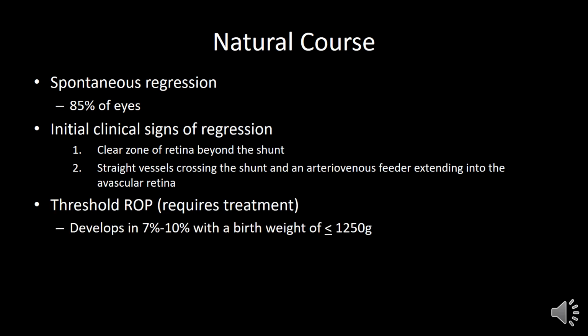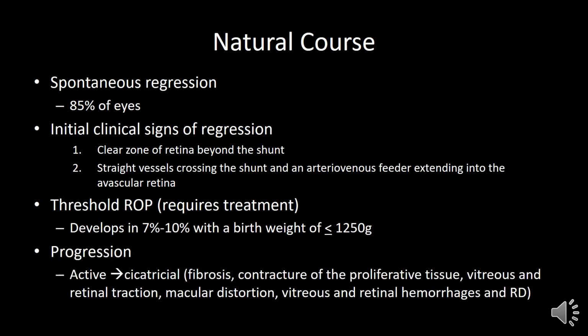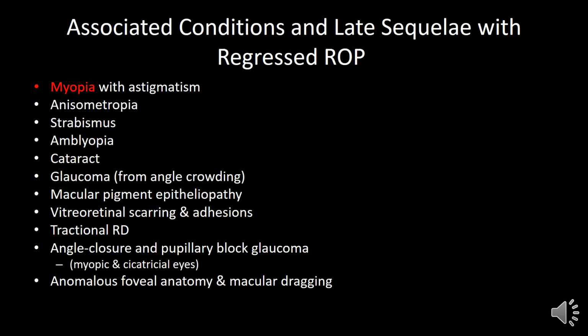Threshold ROP, which benefits from treatment, eventually develops in approximately 7 to 10% of infants with a birth weight of 2,500 grams or less. Eyes that demonstrate progression undergo a gradual transition from the active to the cicatricial stage of ROP, which is associated with various degrees of fibrosis, contracture of the proliferative tissue, vitreous and retinal traction, macular distortion, vitreous and retinal hemorrhages, and retinal detachment.